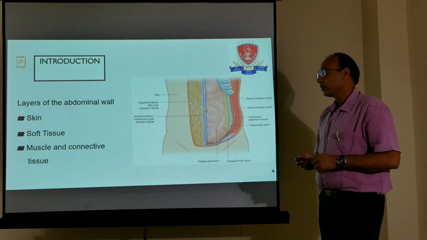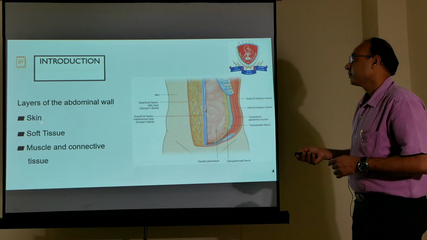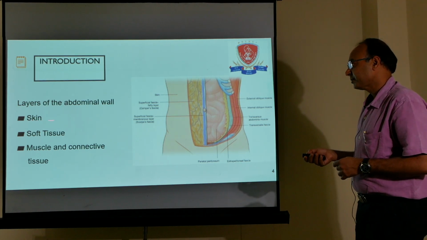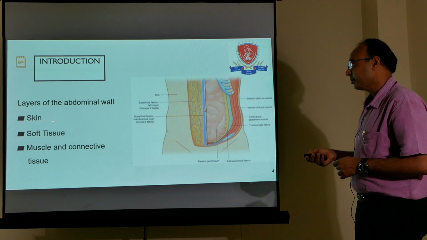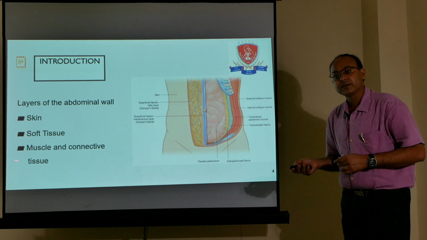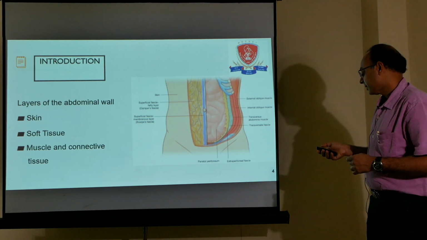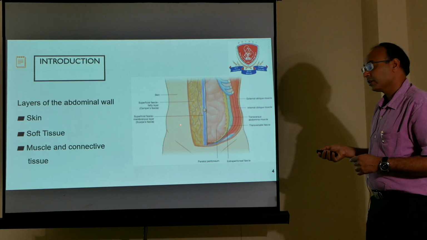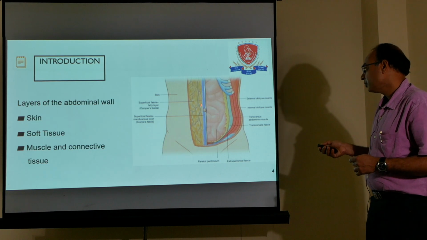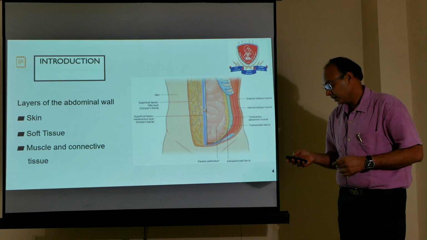So coming to the abdominal wall, there are various layers of the abdominal wall. Externally visible is the skin, which is the most anterior structure, made up of dermis and epidermis. Then comes the soft tissue, and then there are muscles and connective tissue. The anterior most is the skin, then comes the soft tissue, that is the fat, and then the muscle layers of the abdominal wall.